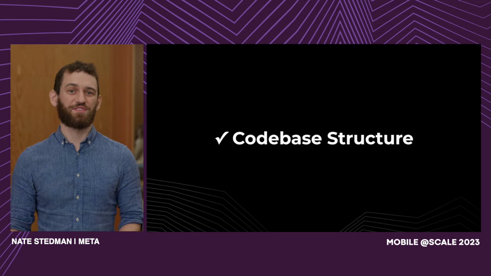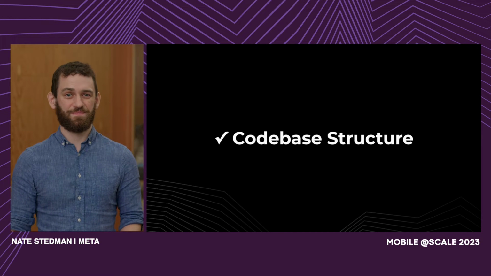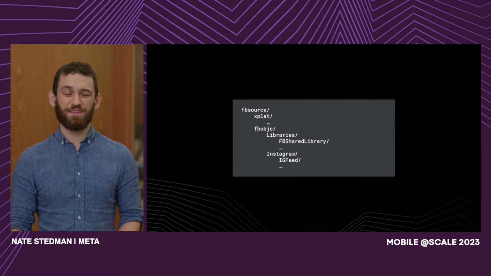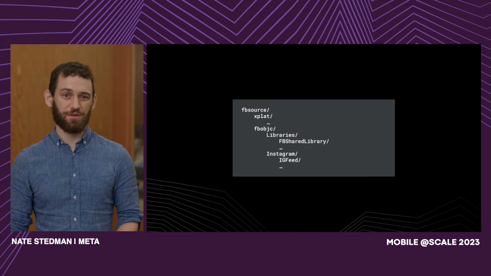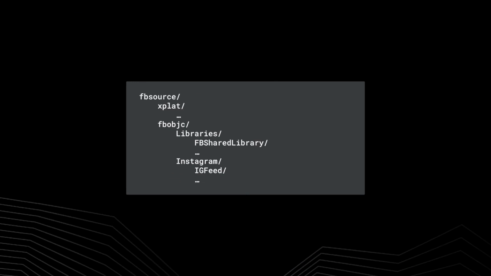So we decided to use the structure of our code base. At Meta, we use a single monorepo for all of our mobile code, and it's called FBSource. In the root, there's a folder called xplat, and that's for code that we share with Android apps. There's then a folder called fbobc, which is where all of our iOS code lives. That also includes Swift, it's just a very old name. Within fbobc, we have a folder called libraries, and that's for code we share with other iOS apps, like the Facebook app. And then finally, we have a folder just for Instagram.